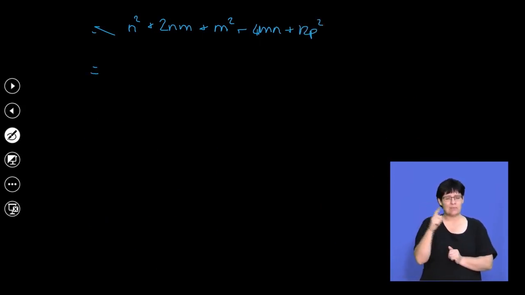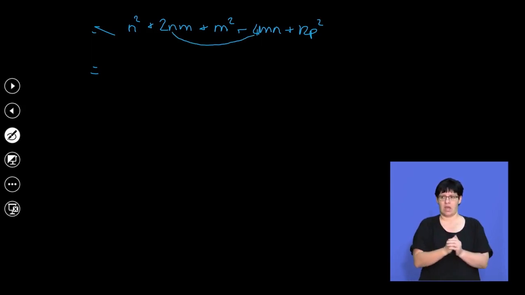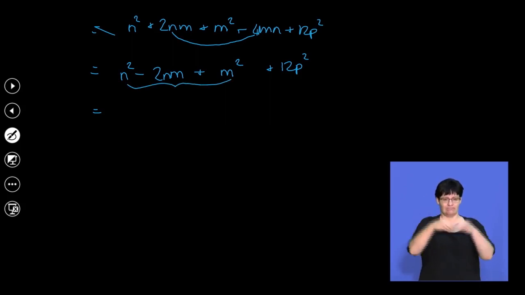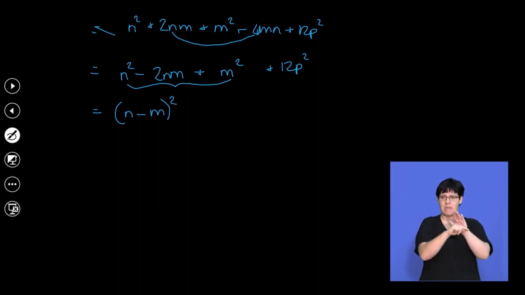Okay, so the easiest way to show that this is greater than or equal to 0 is to actually show that it's a perfect square. So we have two like terms over there, and we can simplify that to now be n squared minus 2nm, or mn, plus m squared, and then plus 12p squared. Okay, we can now factorize this into a perfect square. So we have n minus m all squared, and then we have plus 12p squared.